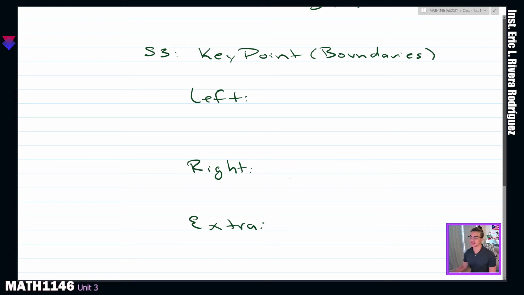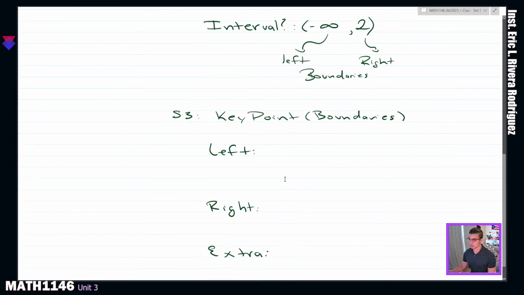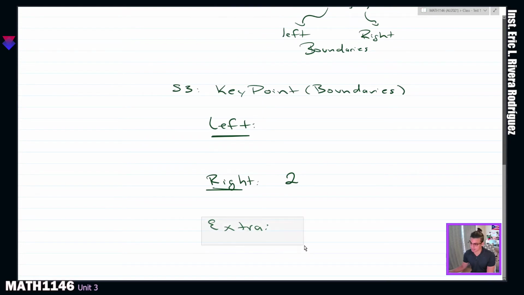Here's the thing. How are we going to get the left and right boundary? So starting from the left, if we look at the interval that we have here, there's no number on the left boundary of that interval. It is negative infinity. So I'm going to move to the right boundary to see what we have there. And we have the value of 2 as the right boundary.